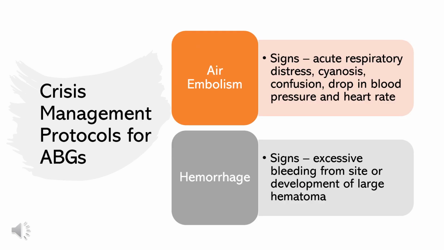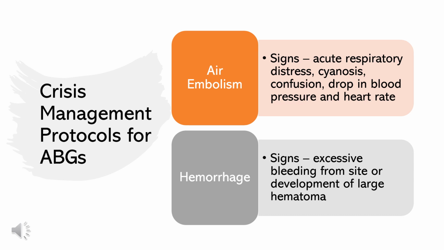Unforeseen complications can rapidly escalate into crises that demand immediate intervention. This section outlines comprehensive step by step guidance for handling the most common crises in ABG collection: air embolism and hemorrhage. For an air embolism, signs can develop suddenly and may include acute respiratory distress, cyanosis, confusion, or a drop in blood pressure and heart rate.